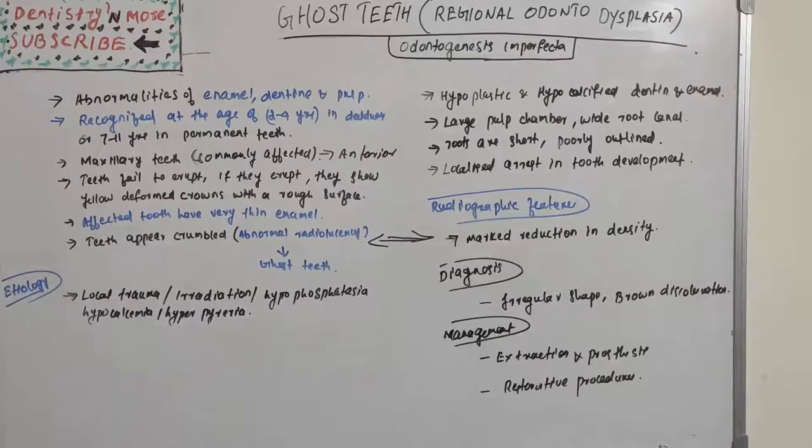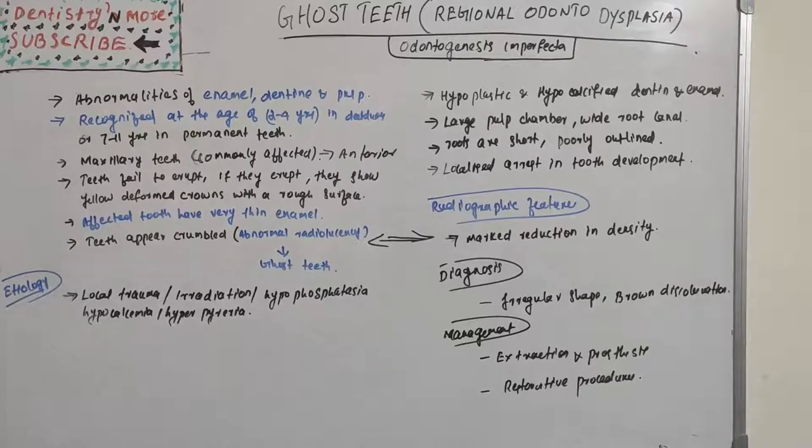So what happens is, these teeth sometimes fail to erupt, or if they erupt, they show yellow deformed crowns with a rough surface, because it has very hypoplastic, hypomineralized enamel and dentine, which is not properly mineralized, so they are very easy to undergo staining and deformation. So there will be a rough surface and there will be stained deformed crowns. Sometimes they won't erupt at all. If it erupts, it shows in this way.